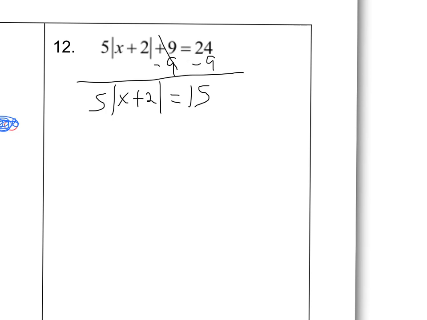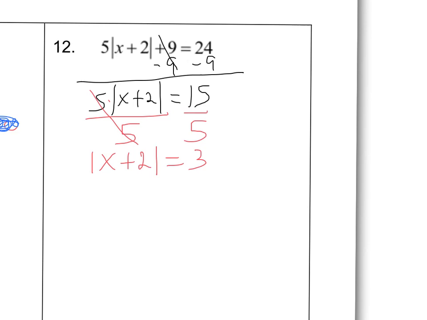We've already undone addition and subtraction. Now we need to undo multiplication or division. And right here, there's a little times symbol: 5 times the absolute value of x plus 2. So to undo multiplication, again, we divide. So I'm going to divide by 5. That's going to leave me with the absolute value of x plus 2 equals 3.